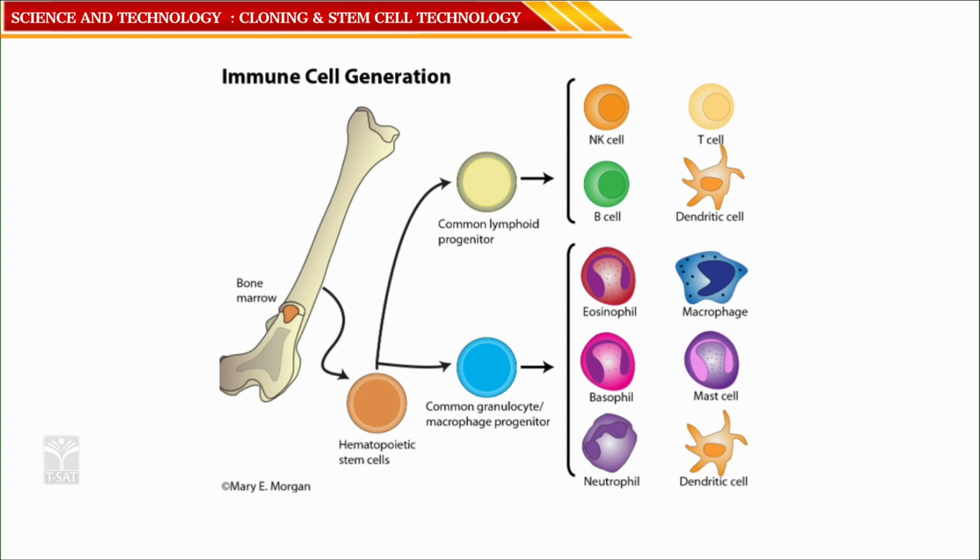Next is matured stem cells. These are stem cells which are present in our body. There are certain stem cells present in the bone marrow, inside the bone, or in the subcutaneous layer of the skin, or in the inner lining of the intestines. So these are the different sources of matured stem cells.